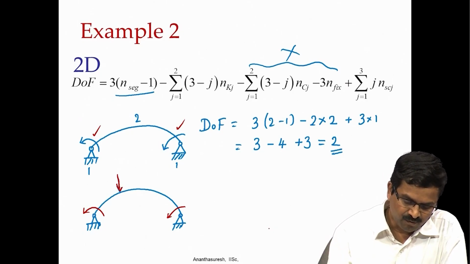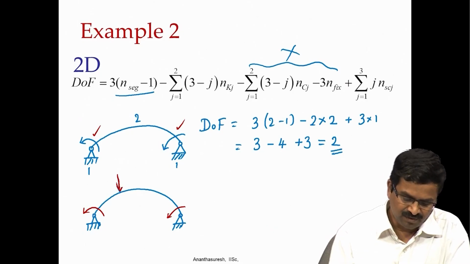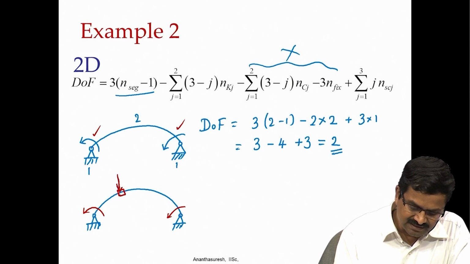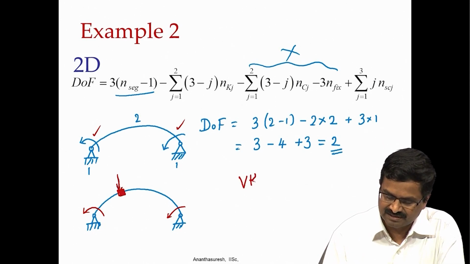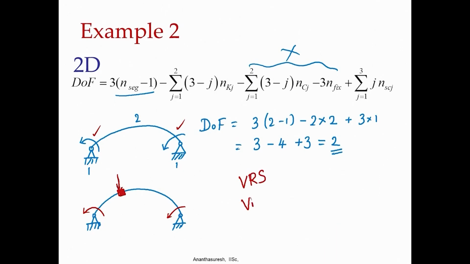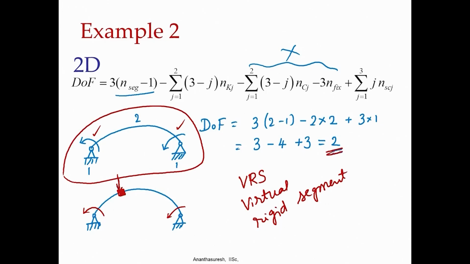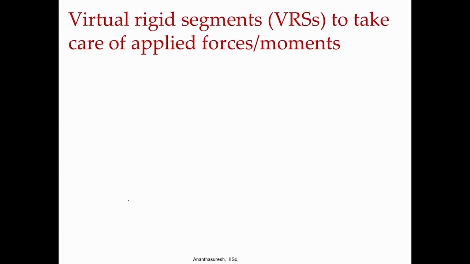So, what we say is that whenever there is a force acting, we will introduce a kind of virtual rigid segment, okay, virtual rigid segment. That is virtual in the sense it is not there, but we use it for our convenience. Then the degrees of freedom formula holds. We can also interpret as to how many are there. When there are not any, like in this example, there are only 2, there is no question. The moment we have a force, at that point we introduce a virtual rigid segment.